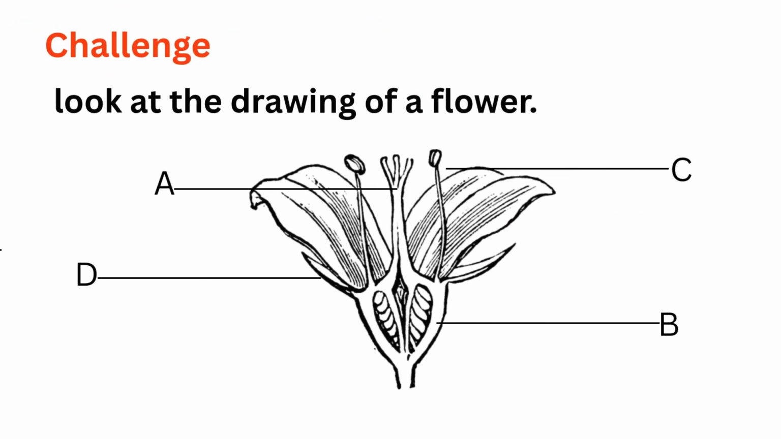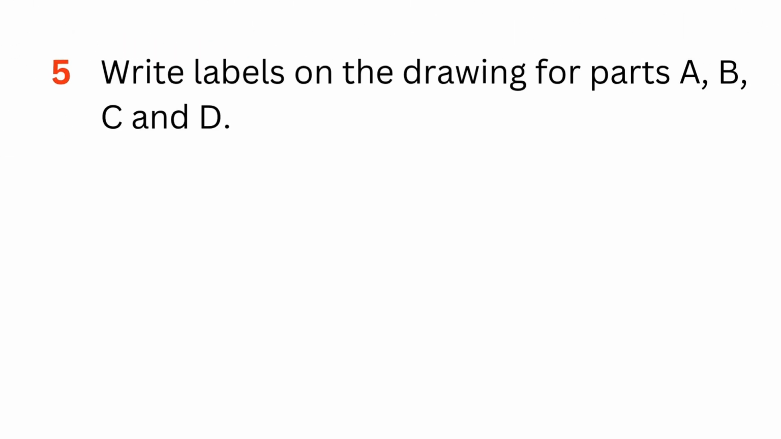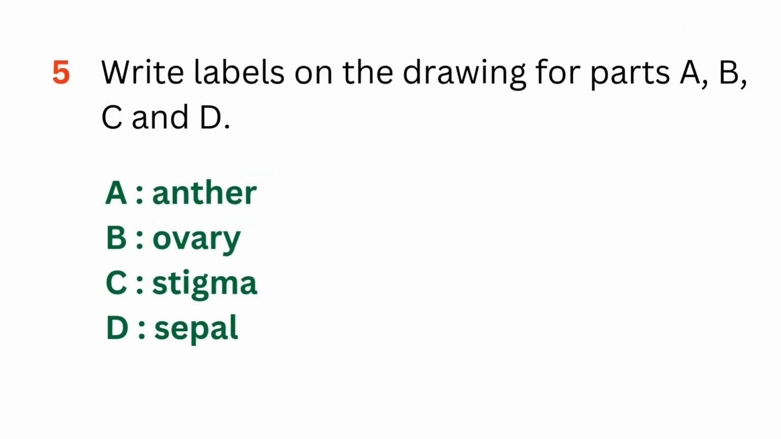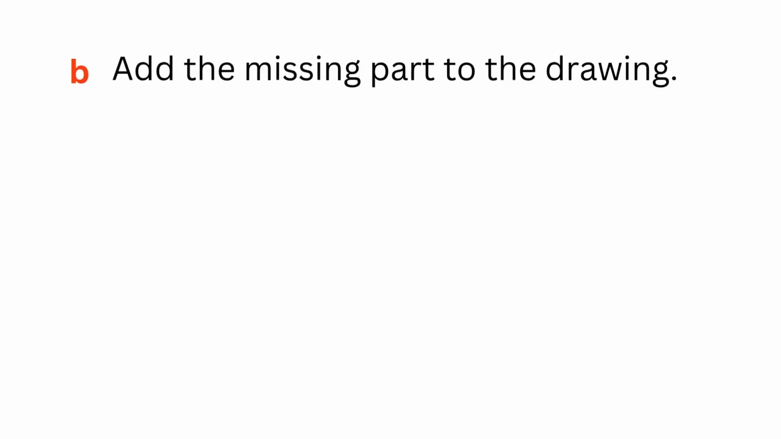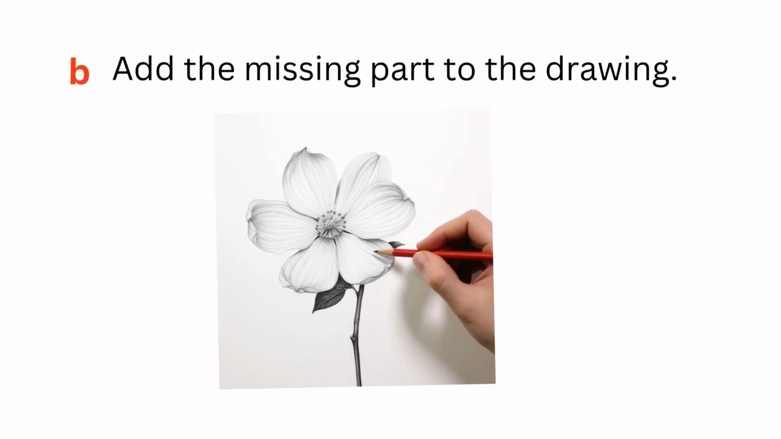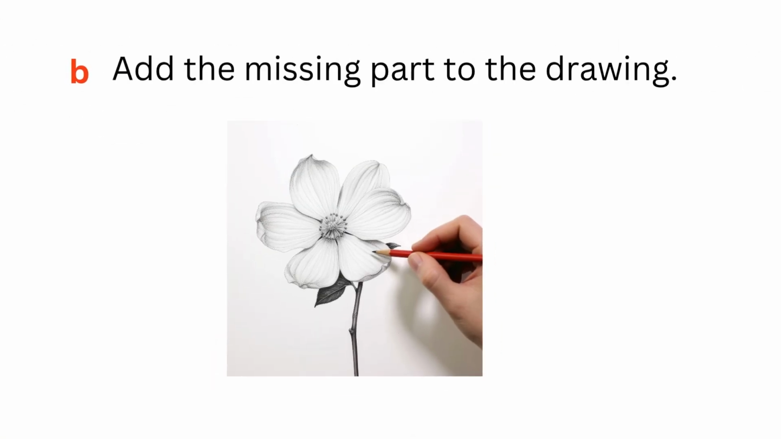Challenge. Look at the drawing of a flower. Question number 5. Write labels on the drawing for parts A, B, C, and D. A is anther, B is ovary, C is stigma, and D is sepal. Question number 6a. Which part of the flower is missing? The petals are missing. Question B. Add the missing part to the drawing. So here, you can draw and label the petals on the flower by yourself.